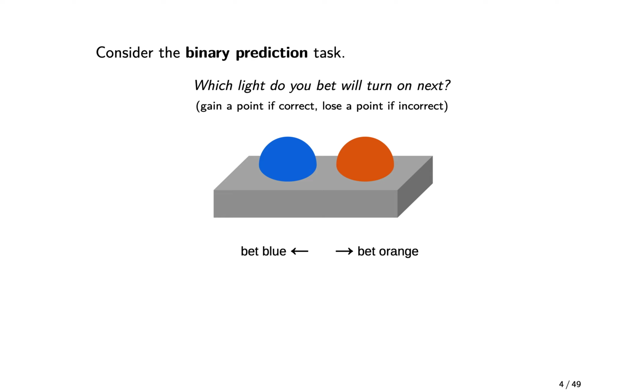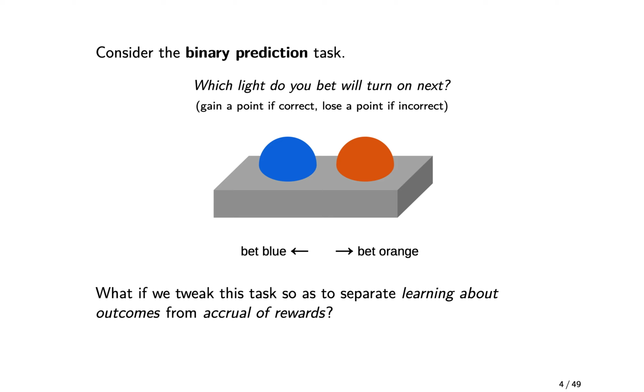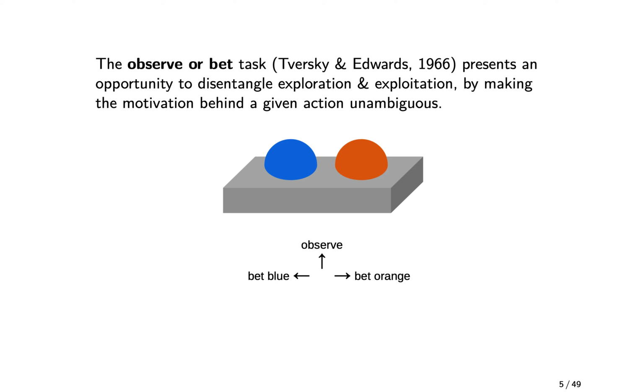Now we have a box with two lights on it. The box is biased to turn one of the lights on more often, and it's your job to predict which light will turn on next. What if we tweak this task so as to separate learning about outcomes from the accrual of rewards? The observer bet task does exactly this by adding a third action, observe. This presents the opportunity to disentangle exploration and exploitation by making the motivation behind a given action unambiguous.